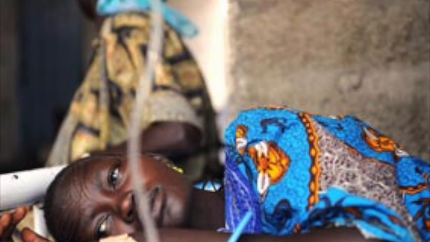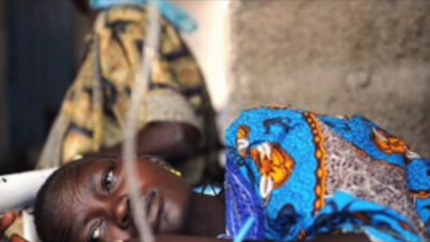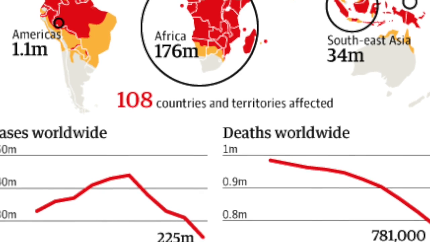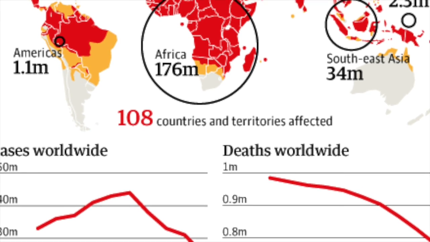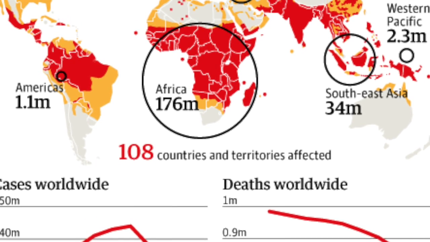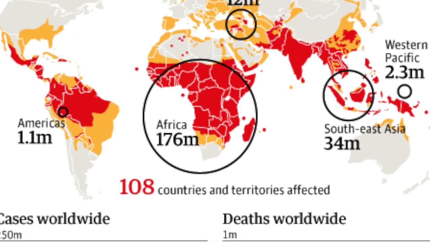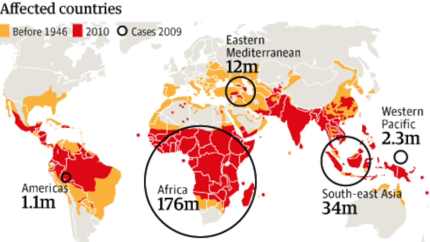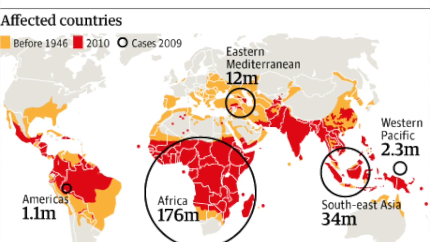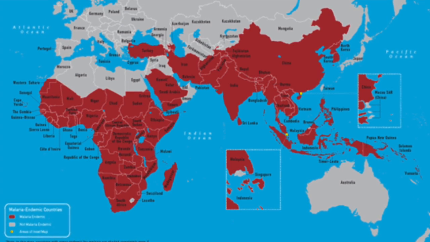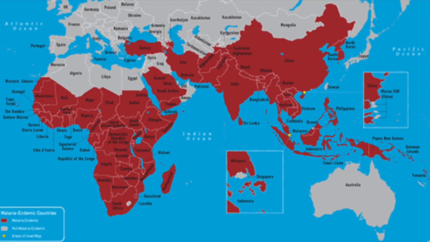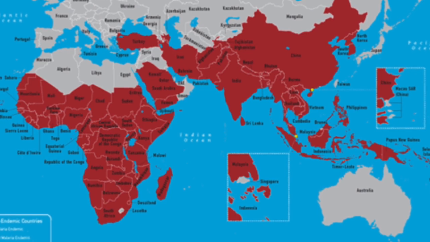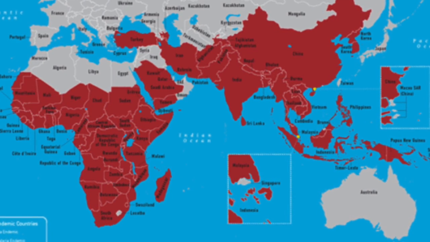3.2 billion people in 2015 were at risk for malaria. That's almost half the world's population. 97 countries had ongoing malaria transmission in 2015. Most malaria cases and deaths occur in Africa, Asia, Latin America, the Middle East, and parts of Europe. People who are more at risk include infants, children under 5 years of age, pregnant women, patients with HIV and AIDS, and travelers.